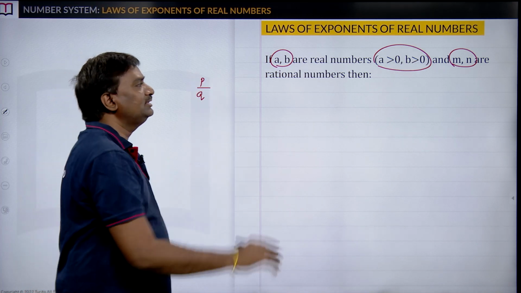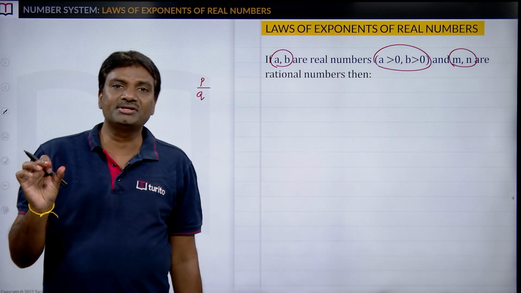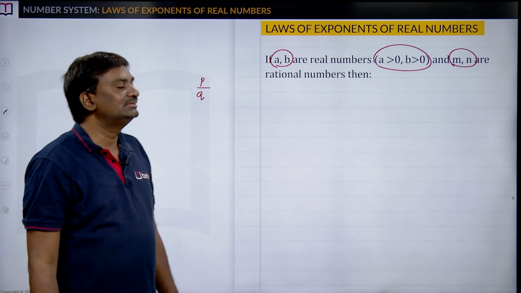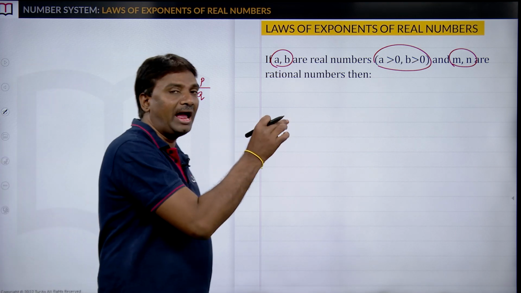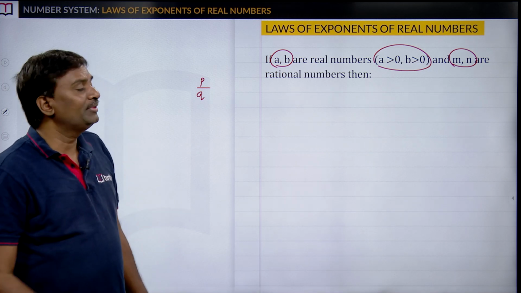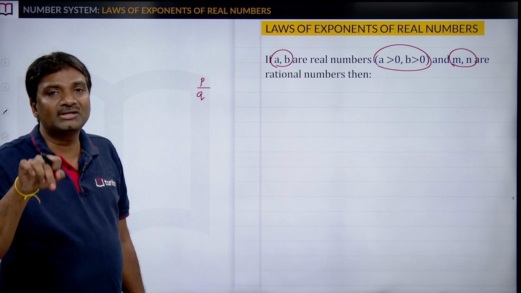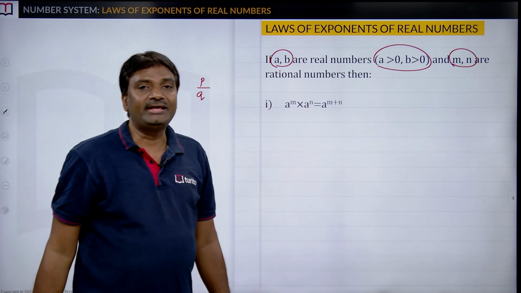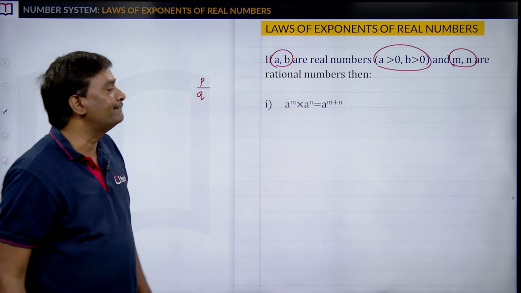What is the meaning of real number? Already we have discussed that. The combination of rational and irrational numbers is known as real number. So, you may take any two real numbers A and B, and remember both A and B are positive, A, B greater than 0, and m, n are rational numbers, the numbers which are in the form of p by q. Then A power m into A power n equal to A power m plus n.